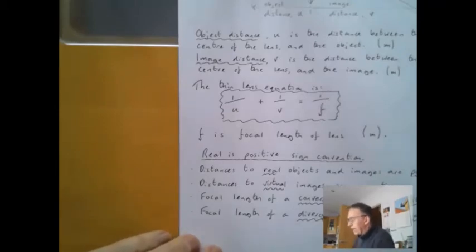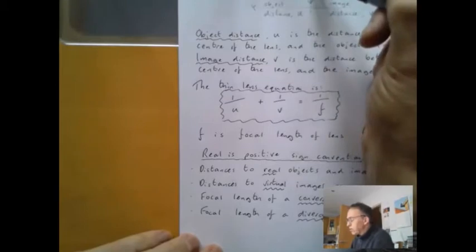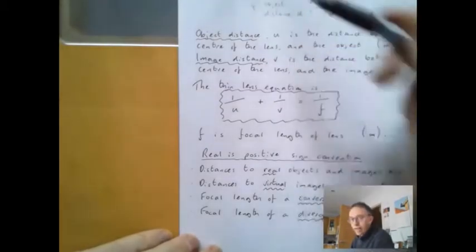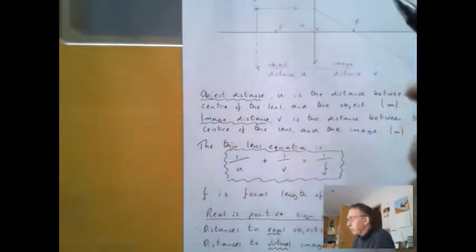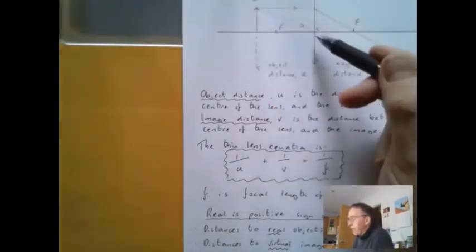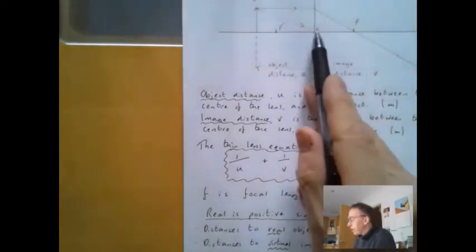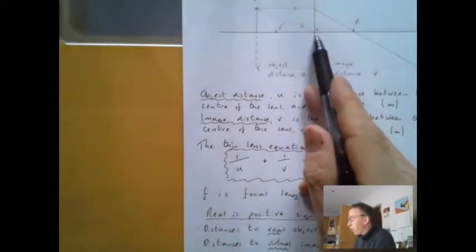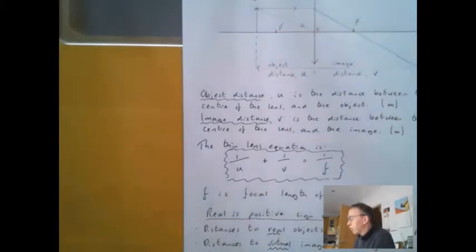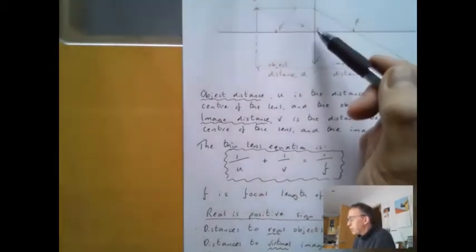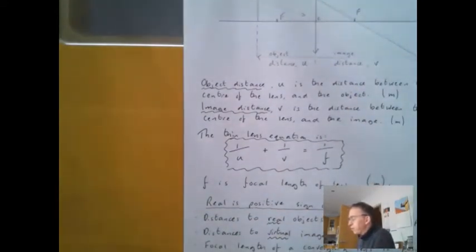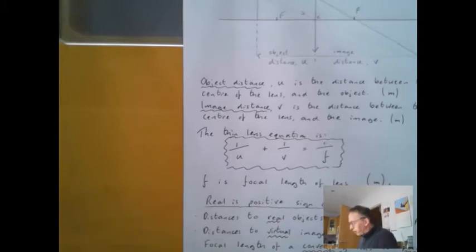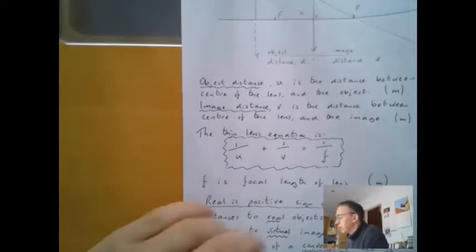But basically, if we measure the distance from the lens center of an object, which is real, then we give it a positive value, and that would make sense. Similarly, if we measure the distance of the image from the lens, we also consider that to be positive. It's not to do with direction. It's to do with whether the object or image is virtual or real. Okay, now, where do we go next?